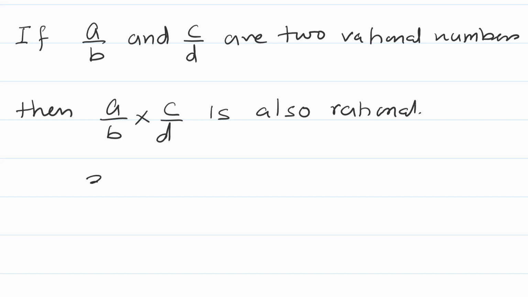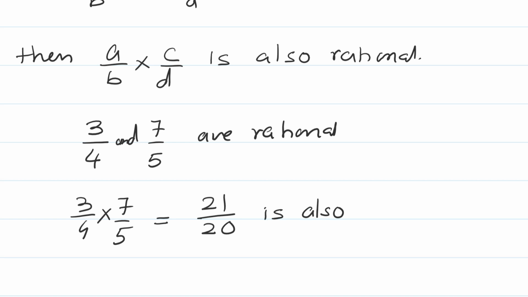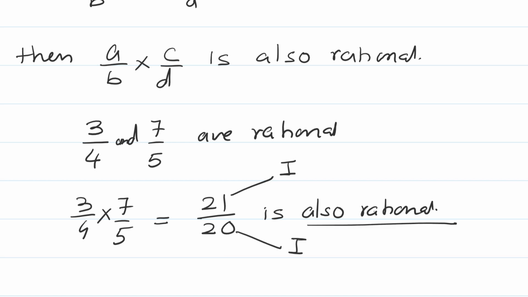Example, 3 by 4 is a rational number, 7 by 5 is also a rational number. Now we'll find out their product. 3 by 4 into 7 by 5 is equal to 21 by 20, which is also rational. 21 is an integer, 20 is an integer, and the ratio of two integers is a rational number.